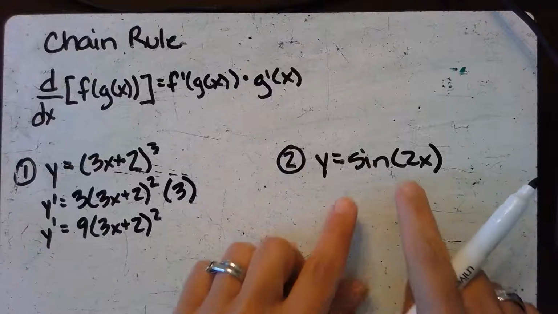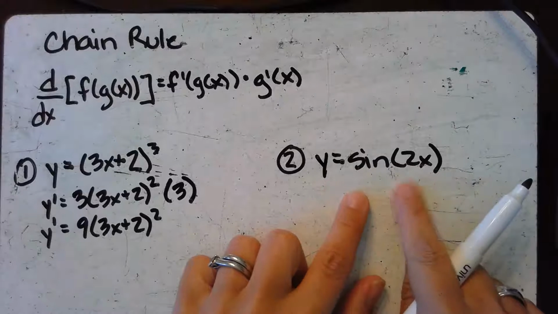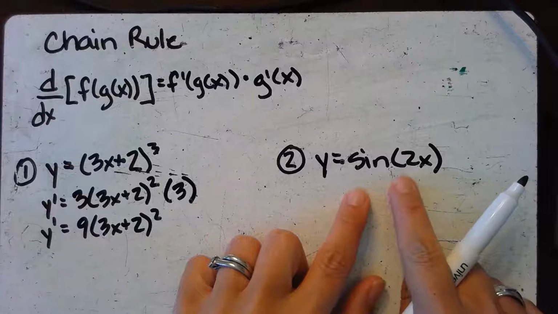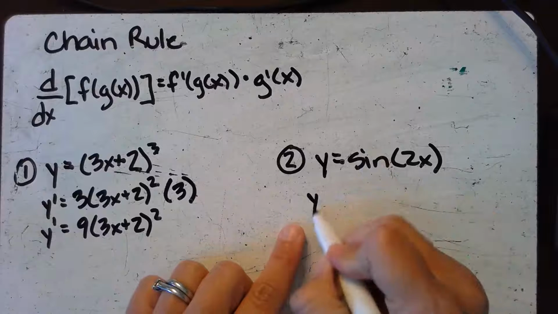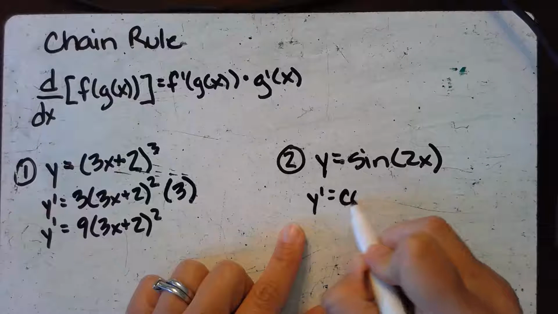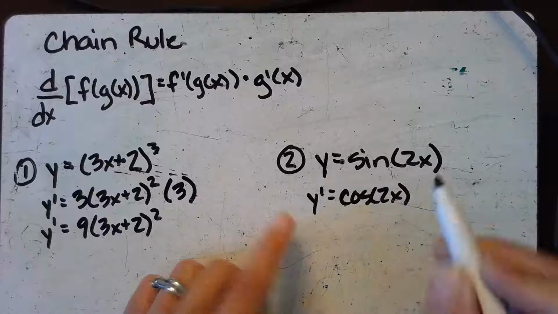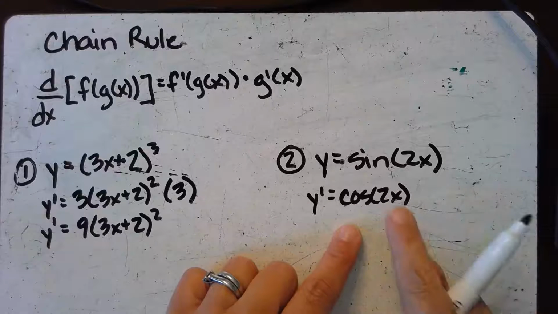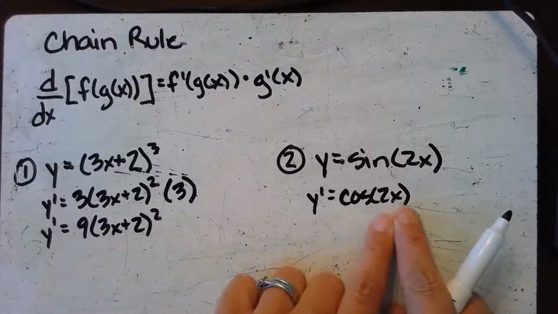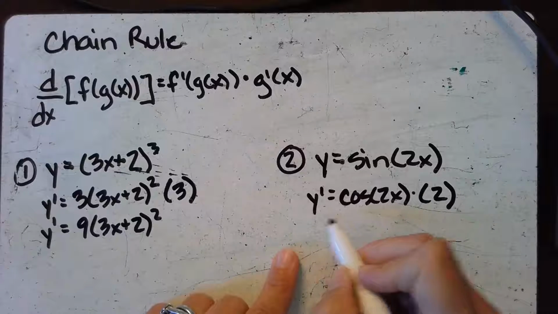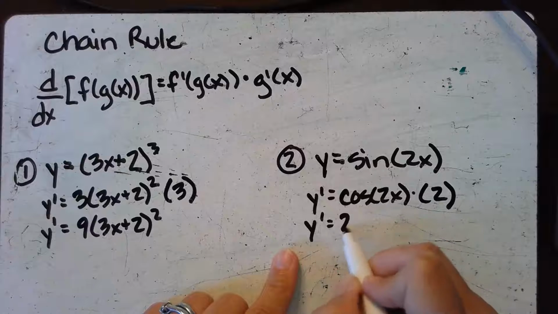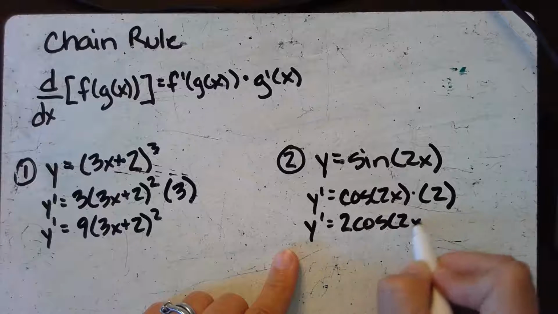Okay, so again, I'm working my way from the outside in. Look to see if there are any exponents, and I don't see any exponents. So the next thing on the outside is sine. What is the derivative of sine? Cosine. We just say cosine of 2x. All right, and what is the derivative of 2x? It's 2, so we multiply it. And if I want to clean this up, it's going to be 2 cosine of 2x.